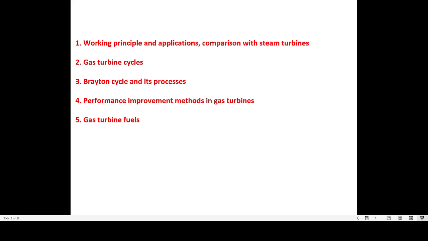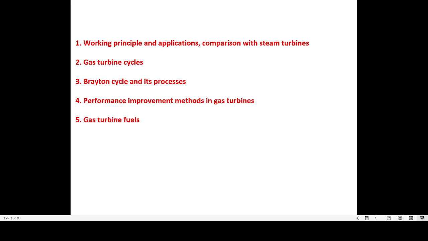The gas turbine operates on a thermodynamic cycle, and that cycle is called the Brayton cycle. We will see what the different components for the operation of this Brayton cycle are, which different thermodynamic processes are involved so as to complete the cycle, and the representation of all those thermodynamic processes on the pressure volume as well as the temperature entropy diagram.